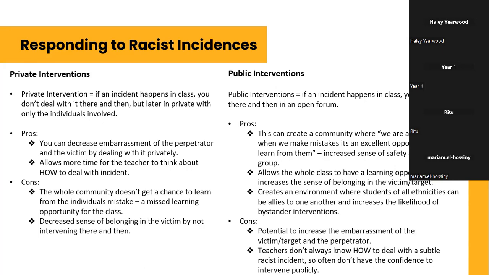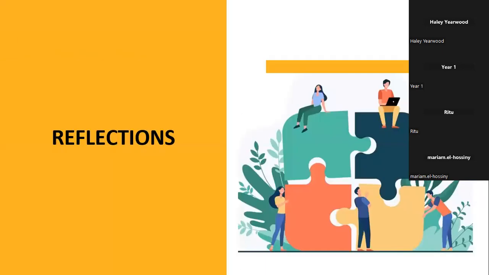Bystander interventions are young people seeing something happen and then taking action to support and be an ally to that victim. And then the cons of this are the potential to increase the embarrassment of the victim or target and the perpetrator. And lastly, teachers don't always know how to deal with subtle racist incidences, so they don't necessarily have the confidence to intervene publicly. If you feel confident to do so and you do it in an effective way, this will then increase and also teach the other students how it can be dealt with when you're not around.